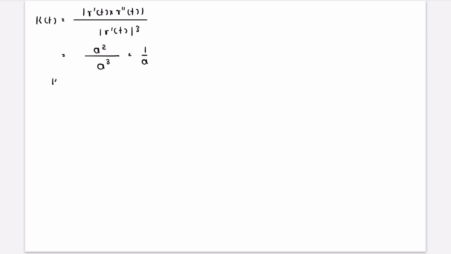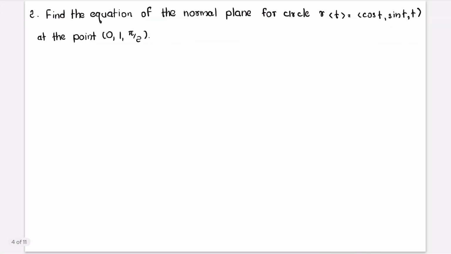So the curvature of a circle is 1 by a, because the curvature of a circle is always inversely proportional to its radius. So this is the answer, and we can prove that. Okay, so let's move to the second question.